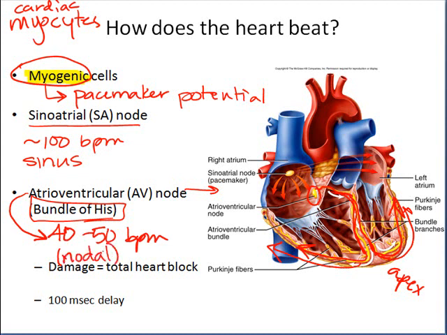Sometimes people can have a condition wherein either their SA node becomes damaged or the connection between the SA node and the atrioventricular node becomes damaged. Either way, what happens is the SA node is now out of the picture. And if that happens, the atrioventricular node will take over with the task of generating a pacemaker potential for the heart. If that happens, we have what's called total heart block.